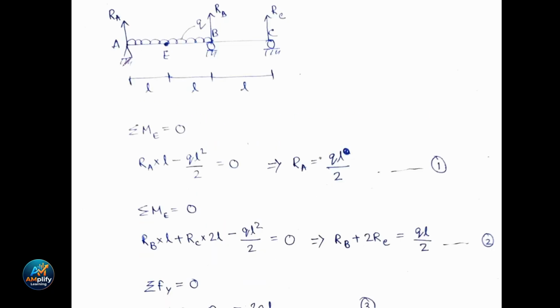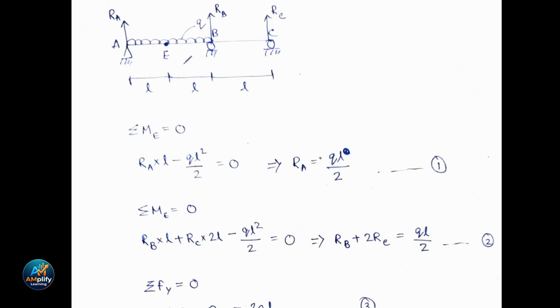So here I've considered the upward reactions as RA, RB and RC. I've considered the hinge location at E. Because it's a hinge, the moment about it would be 0, so summation of ME will be 0. I am considering this side of the hinge. So RA multiplied by L minus QL square by 2, that is due to the UDL. From this we get RA equal to QL by 2.